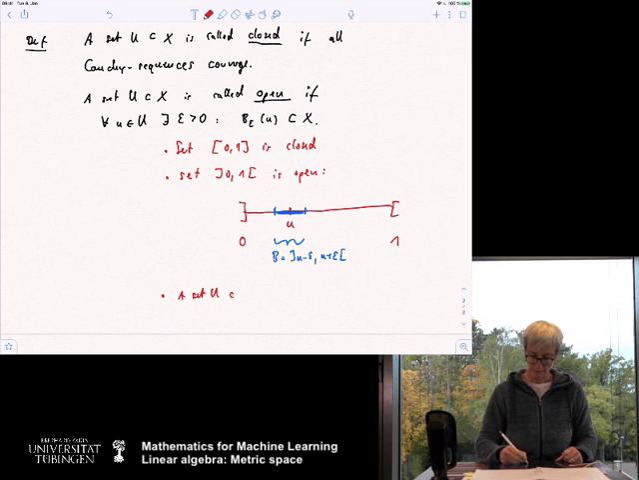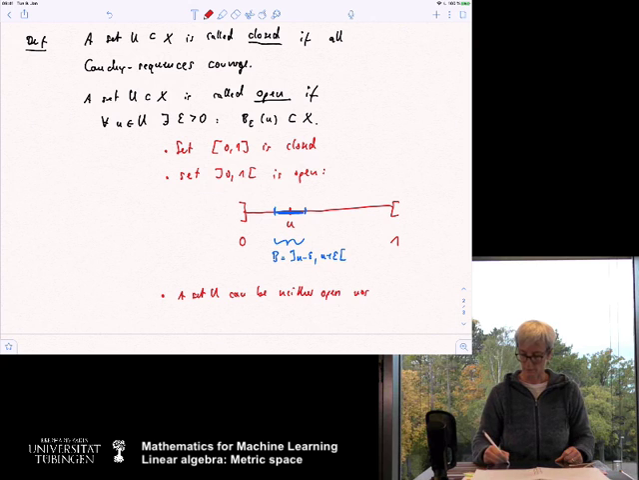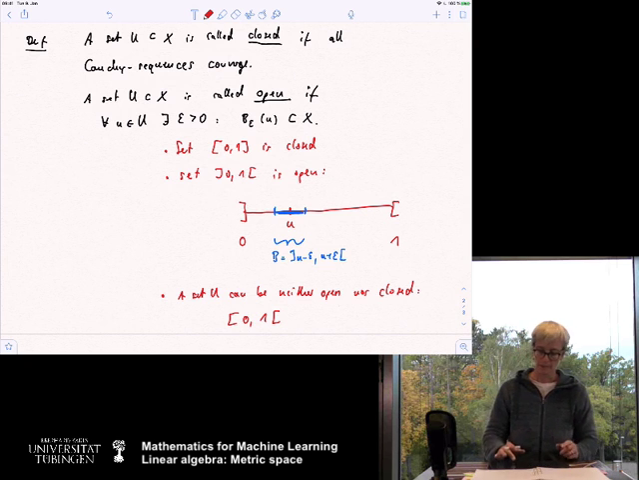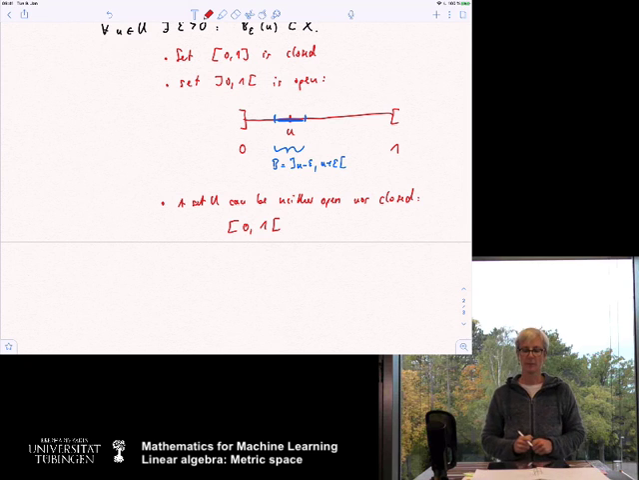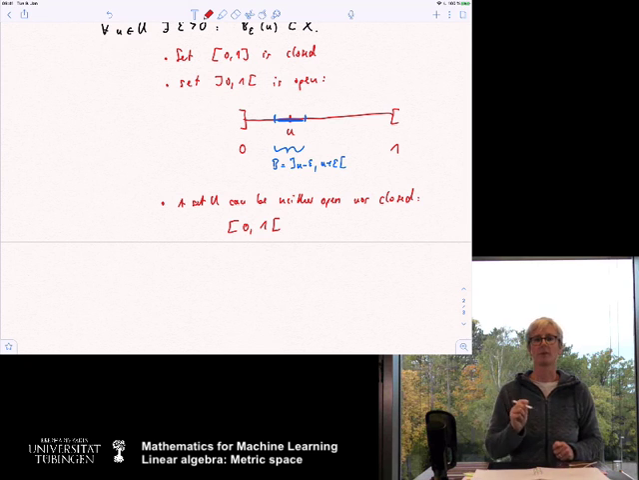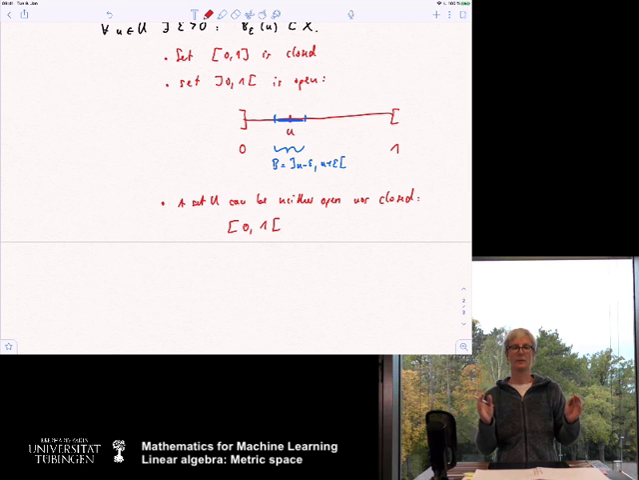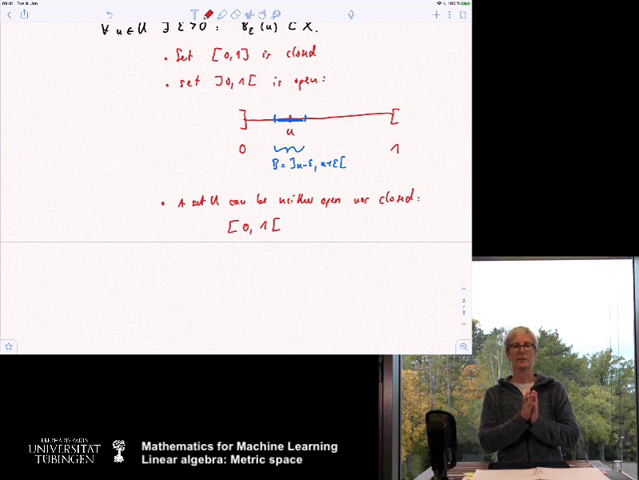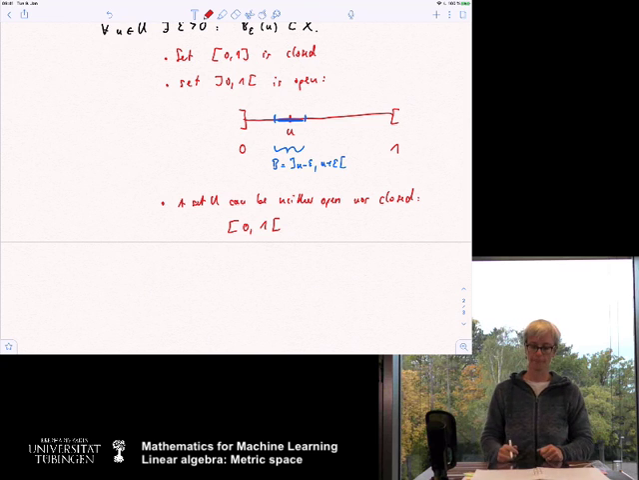A set U can be neither open nor closed. The simplest example is the interval 0, 1, which is closed at one end and open at the other end. Just consider why it is not open. It's not open because at the point 0, which is part of our set, I could not fit a ball around it, because I can't push more to the left. Any ball that I would fit around 0 would go from minus epsilon to plus epsilon, but minus epsilon is not in our set. So it's not open.